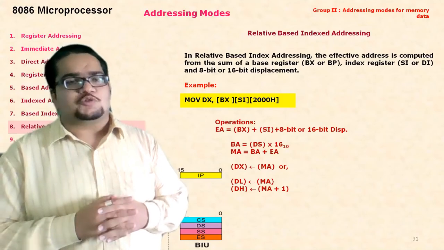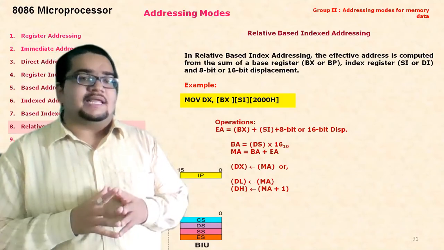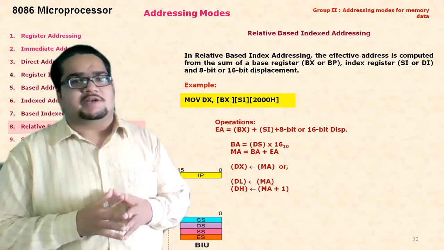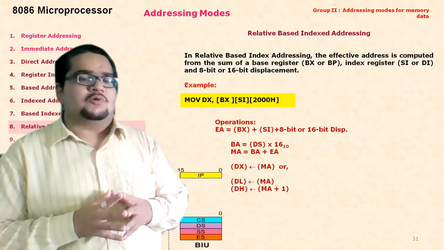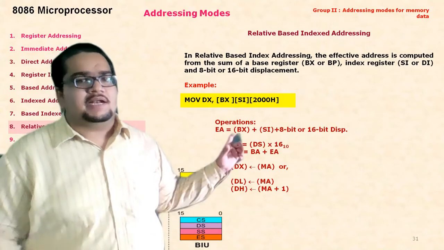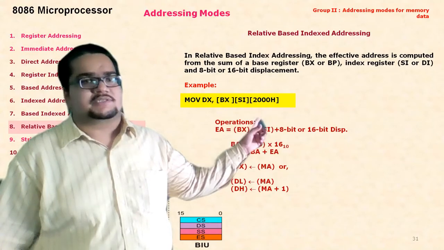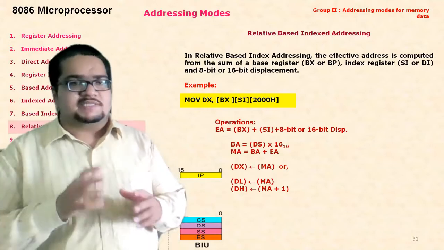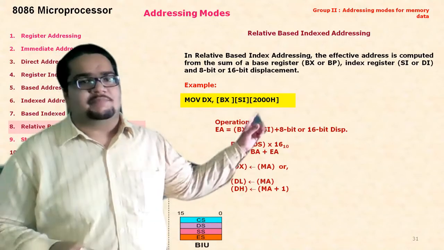As earlier in that table we have seen, we have BX plus SI plus D8 or D16, that means a displacement of 8 bits or 16 bits. So this particular addressing mode is called the relative based index addressing mode. Basically it is a based index addressing mode only, with a relative displacement number indicated along with the base and index registers. So the effective address is calculated by adding the content of the base register, the content of the index register and this displacement number.